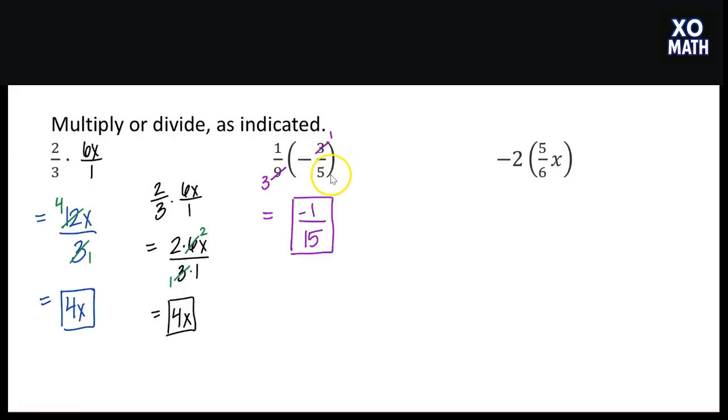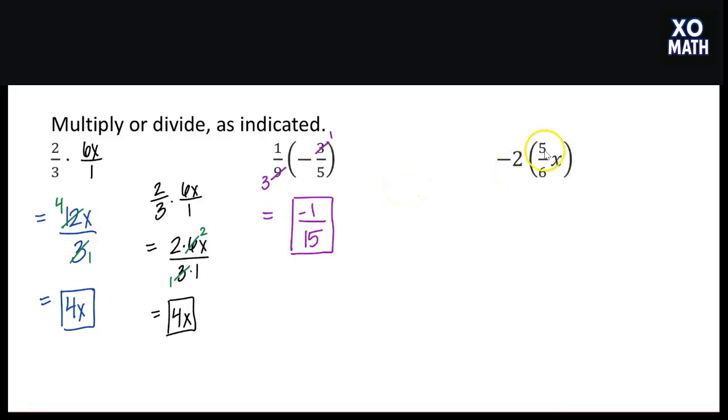Before we move on, one quick warning. This is multiplication because of the parentheses, but if the problem was 1/9 minus 3/5, now we can't do any division of the 3 and the 9 because the operation between them is subtraction. So it's important not to use the word cancel, which is very common, as in "we're going to cancel the 3 and the 9," because what's really happening is division. So this is all multiplication and division. And over here, because we have subtraction, there's nothing we can do with this 3 and this 9.